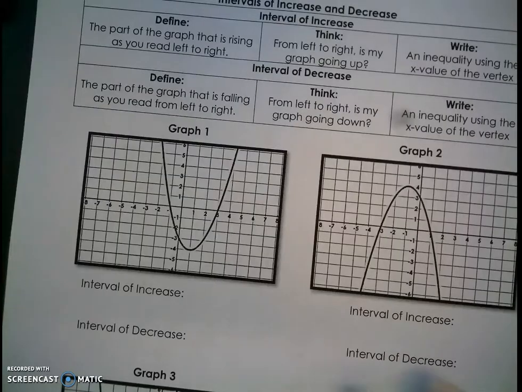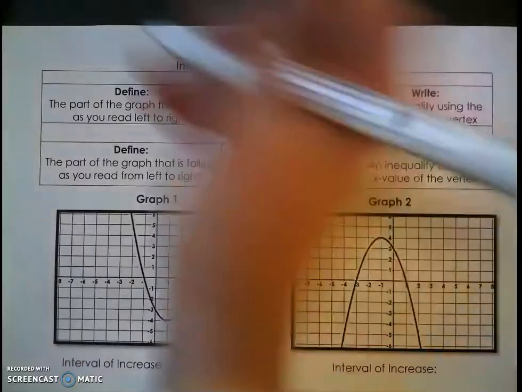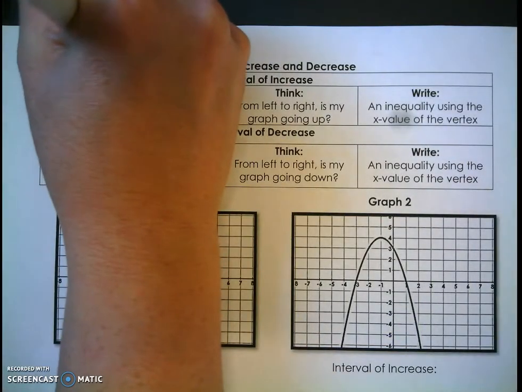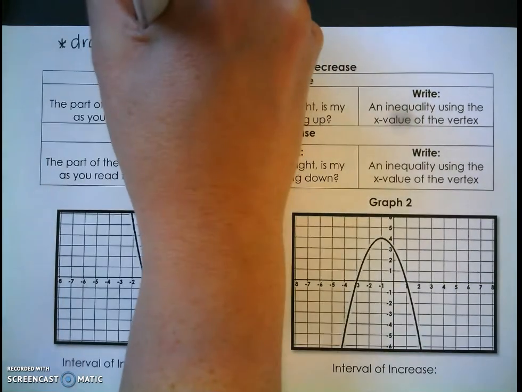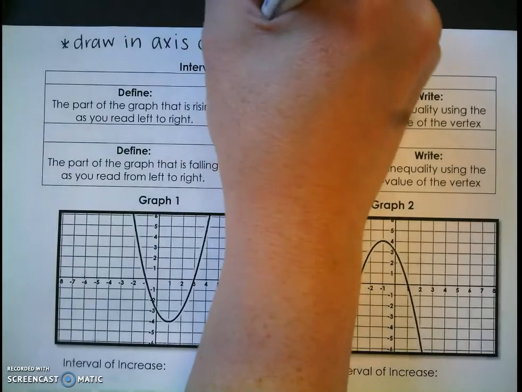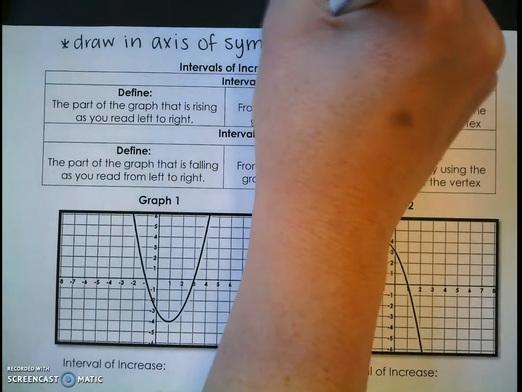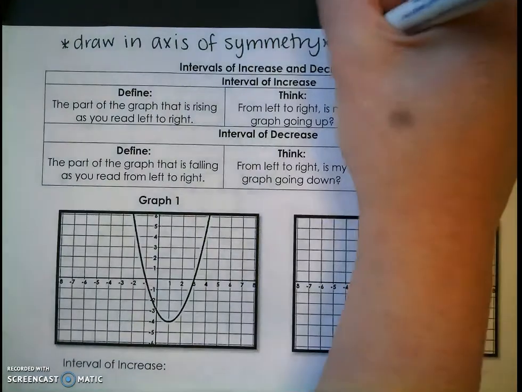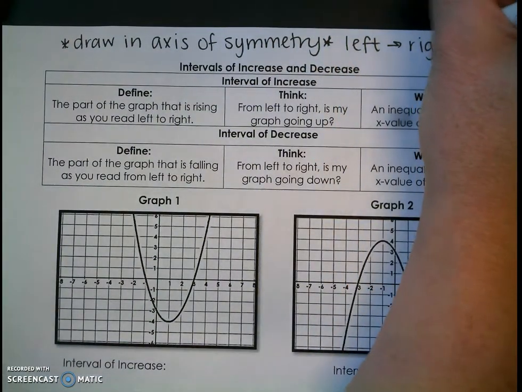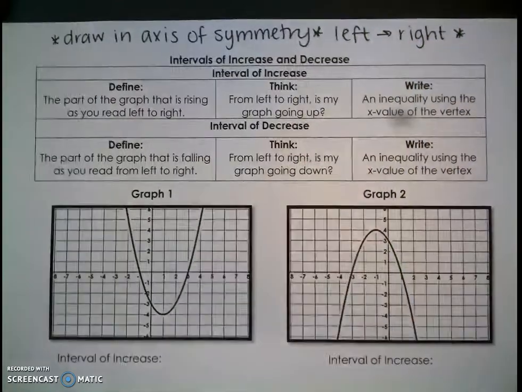Intervals of increase and intervals of decrease. Now, when you're doing this, the first thing I want you guys to always do is draw in your axis of symmetry. And remember that you always read from left to right, just like you read words. That's how you read graphs.